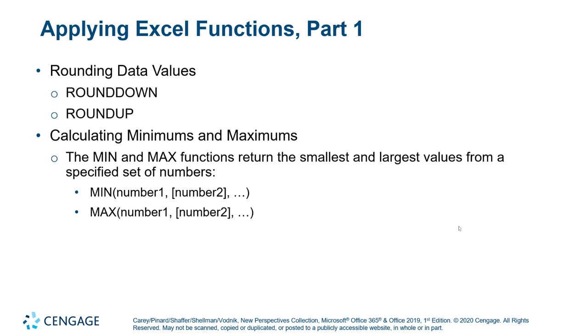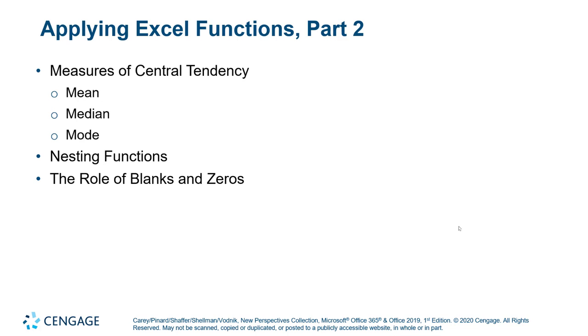Applying Excel functions. Rounding data functions. The two that you'll be using here are round down and round up. Round down rounds down to the next value, and round up rounds up to the next value. Calculate minimum and maximums. The min and max functions return the smallest and largest value from a specific set of cells. And you'll see the syntax here on the screen for both of those. Measuring of central tendency. The three functions we'll be looking at here are mean, median, and mode.